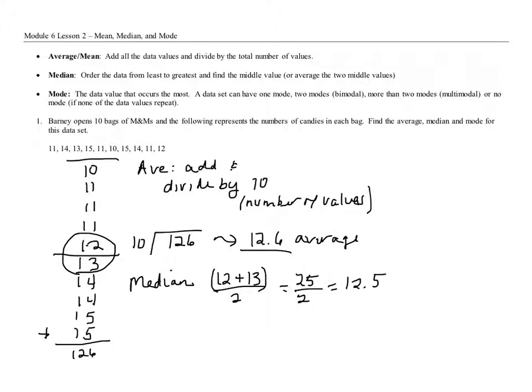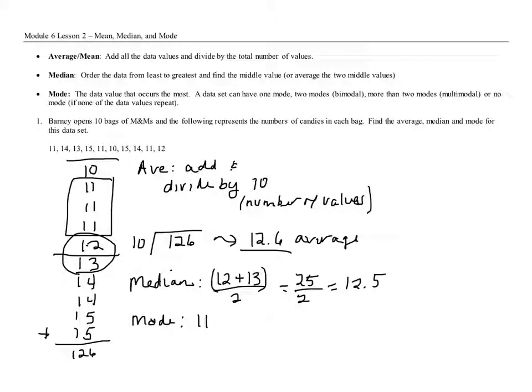And last but not least, the mode. The mode is the data value that occurs the most. And in this case, lucky number 11. So the mode is 11.